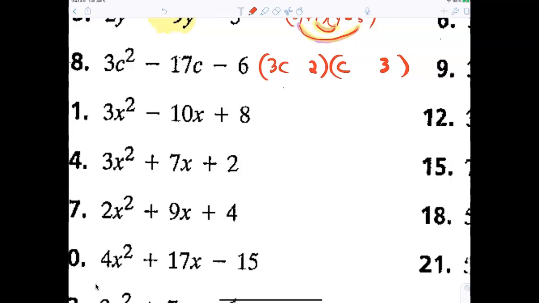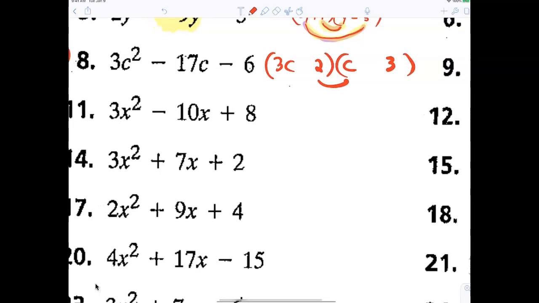Now let's do the smiley face. How much is this? And how much is this? 9c. Is it possible to make 17 with 2 and 9? No. So it's not 2 and 3. We're going to have to check instead of 2 and 3. What else? 6 and 1.